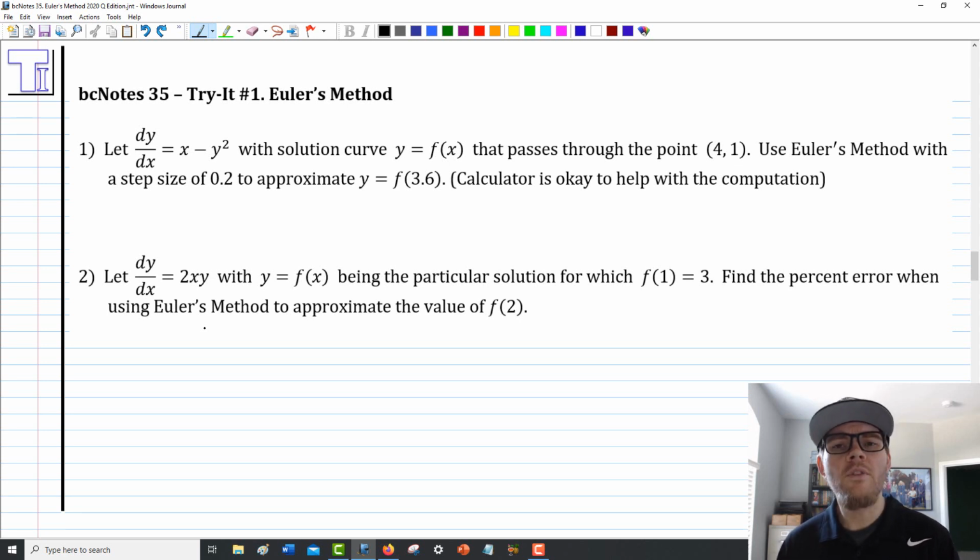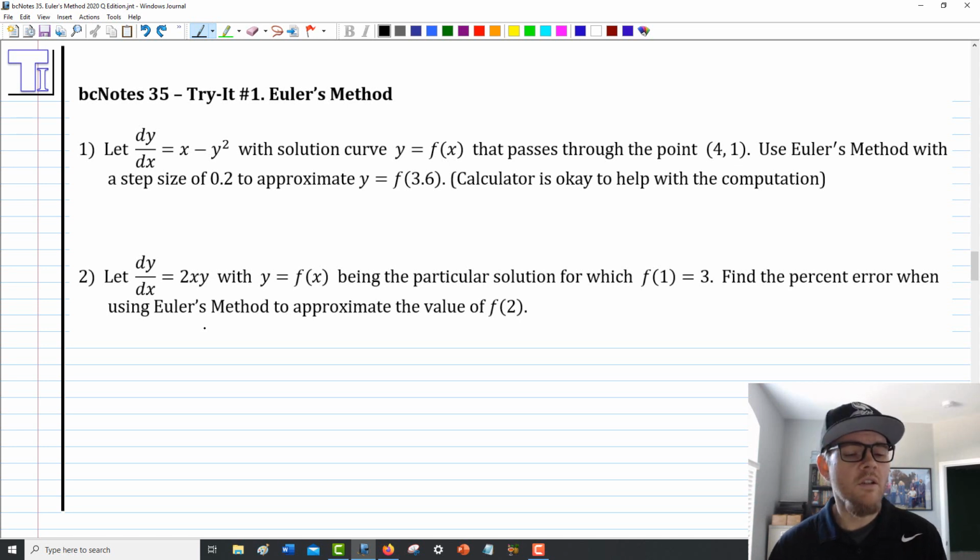I'd say both of these problems are fairly straightforward examples. The first one, as it says, calculator's okay. The computations get unruly pretty fast. I wasn't able to come up with a clean one right off the top of my head, especially because I want to save some to write a new problem set for this one. But at the same time, it's doable. It's using the process and getting comfortable with the mechanics of executing Euler's method.